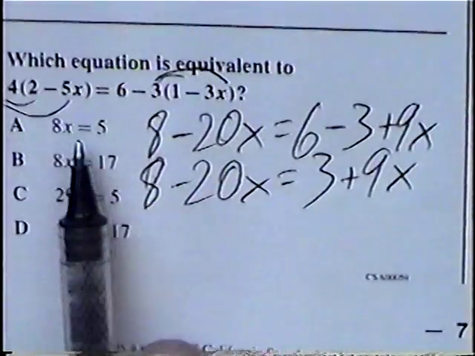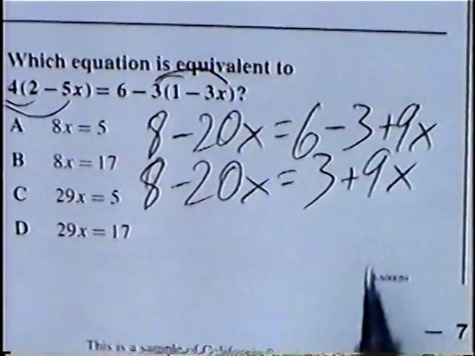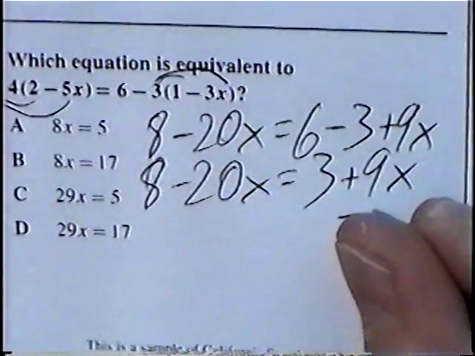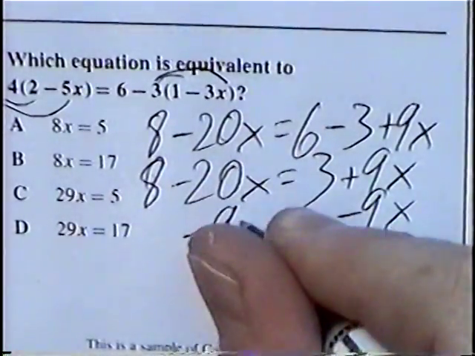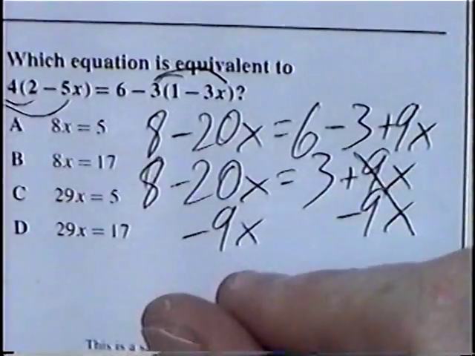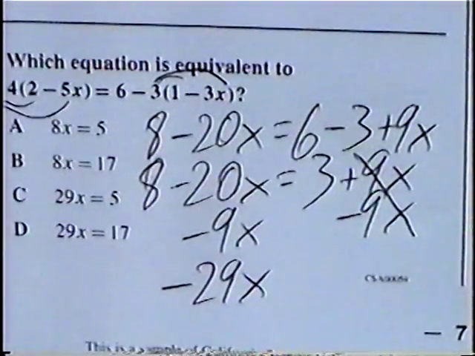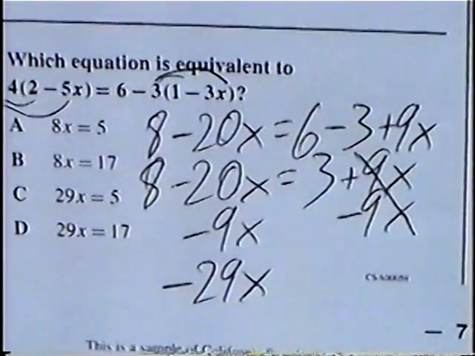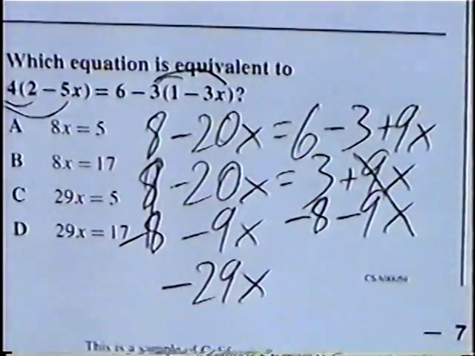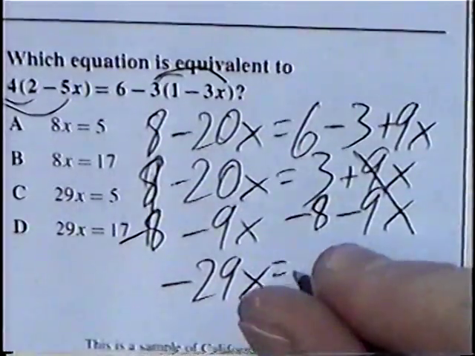And again, this step does not match up with any solutions, so we can continue to simplify. Moving all the variables to the left-hand side of the equation, we can subtract 9x on both sides. Negative 20x minus 9x would be negative 29x. And at the same time, the 8, we can move to the opposite side by subtracting 8 on both sides. 3 minus 8 would be negative 5.